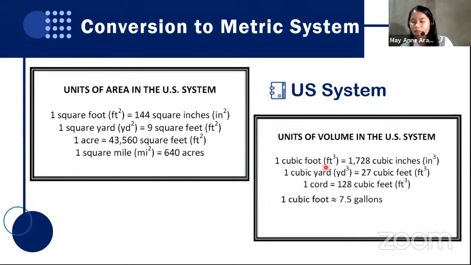Okay? And for the volume, you have 1 cubic foot is equal to 1,728 cubic inches. For cubic yard, you have 27 cubic feet, and 1 quart is 128 cubic feet. And also, 1 cubic foot is approximately equal to 7.5 gallons.